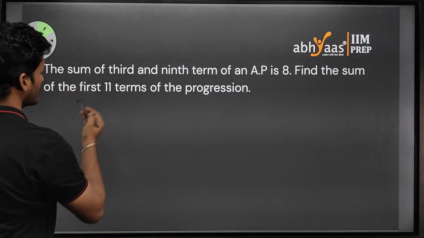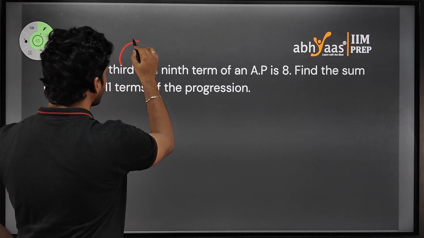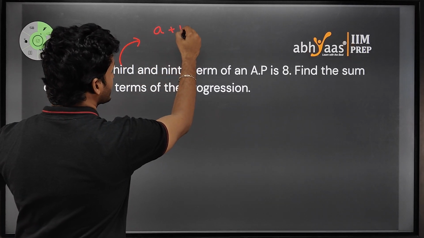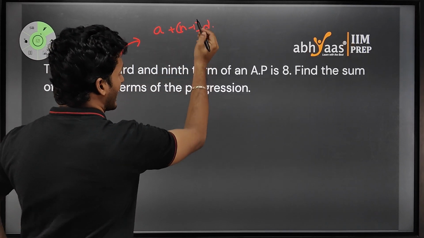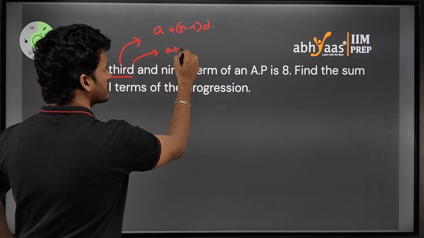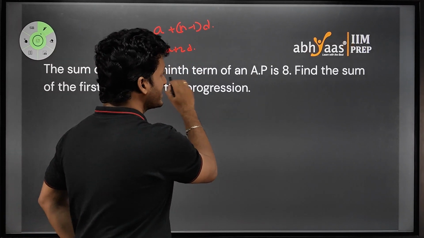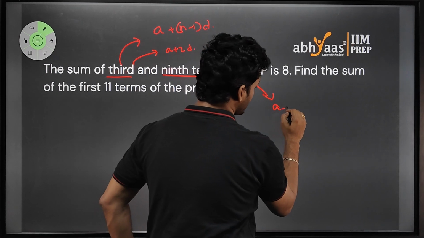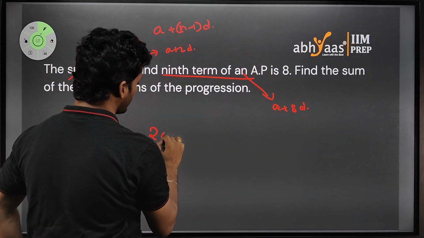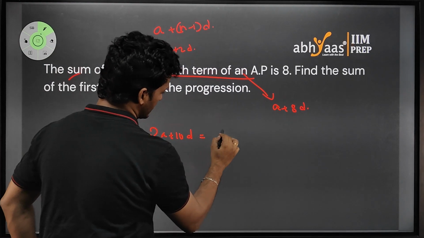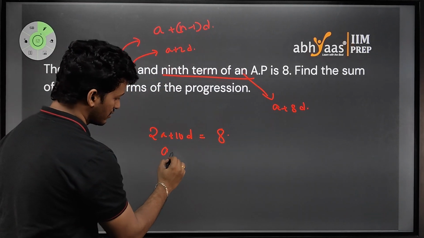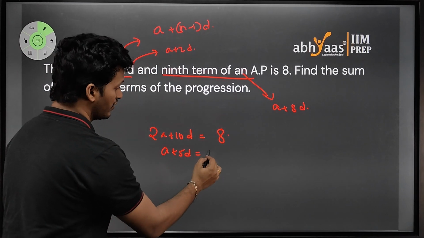So see here, the third term. How can I write any term in an arithmetic progression? It is a plus n minus 1 into d, and the nth term can be written in this form. So the third term can be written as a plus 2d, and the ninth term of that AP will be a plus 8d. So their sum will be 2a plus 10d is equal to 8. With this, some people can say that a plus 5d, the sixth term, will become 4.